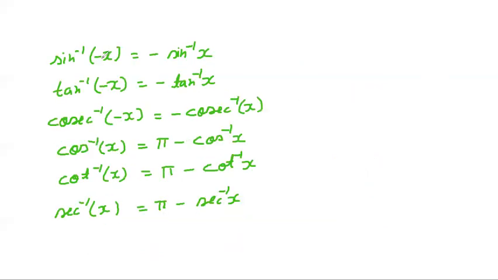Now, if there is a negative sign in the ratio, where the trigonometric ratio is minus x, I would like to remove the minus sign from the argument of the function. Let's say sine inverse is a function, the argument is minus x, and I want to remove this minus sign. The minus sign goes outside the function: minus sine inverse x. The same will take place for tan inverse minus x equal to minus of tan inverse x, and cosec inverse minus x equal to minus of cosec inverse x.